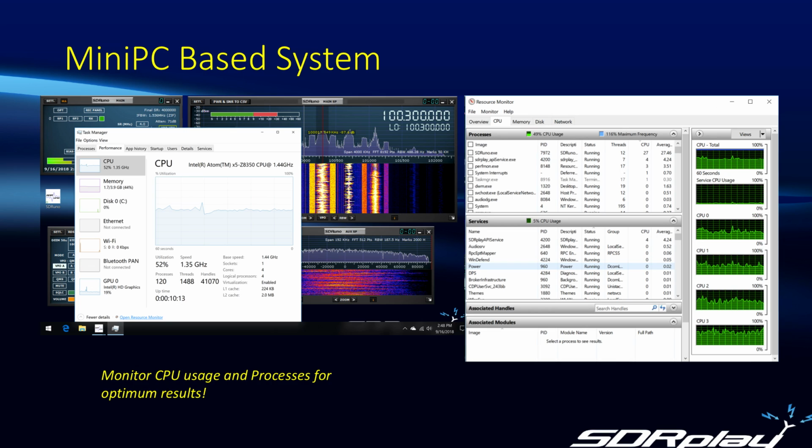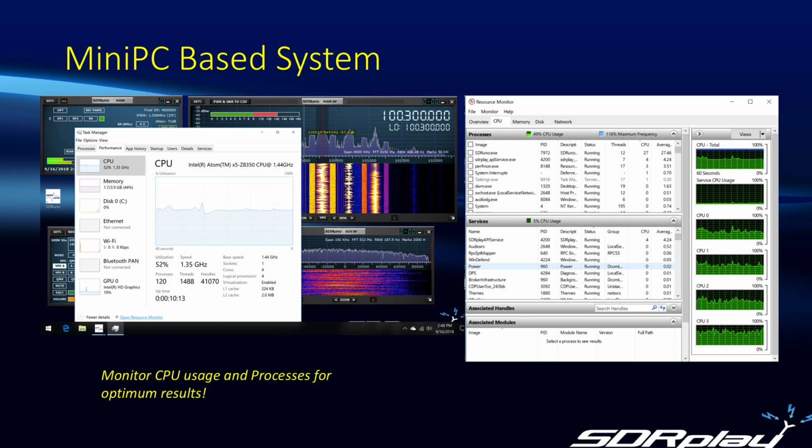So if you're going to embark in this direction, some of the things you want to pay attention to is the CPU usage and the processes that are running. And on the left here you see I'm running about 50% on an Intel Atom. It's a Z8350 in the MiniPC. Again, it's running reasonably happily up to about 4 megahertz sample rate.